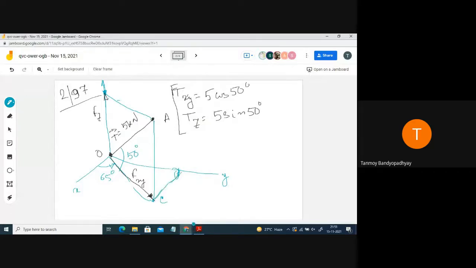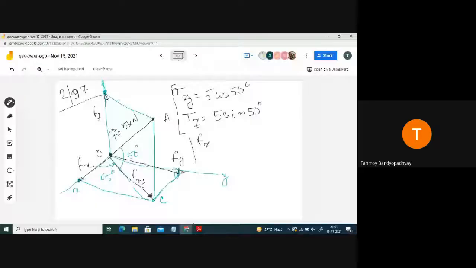So this is the Y component, and you draw a line parallel to the Y axis so that you get the X component. So this one is the X component, Fx. Component F. So let's say Fx will be equal to কি হবে? Fxy cos 65.